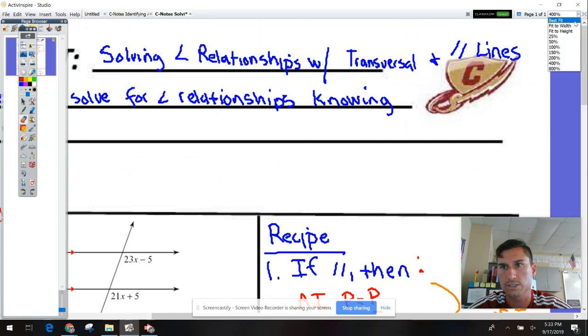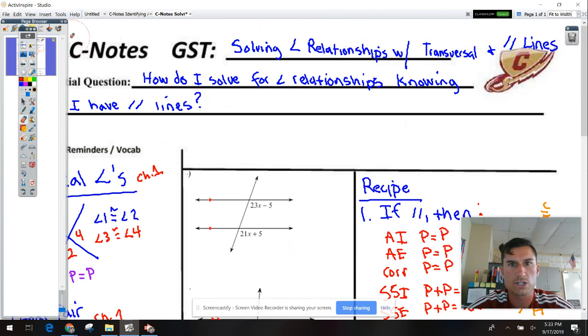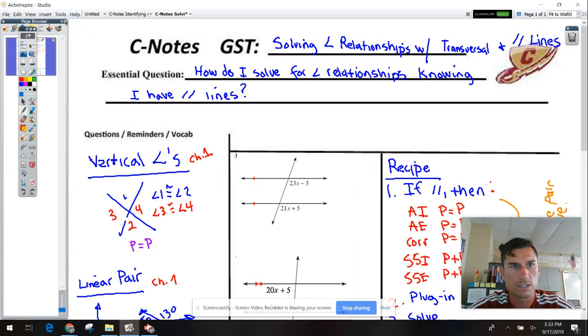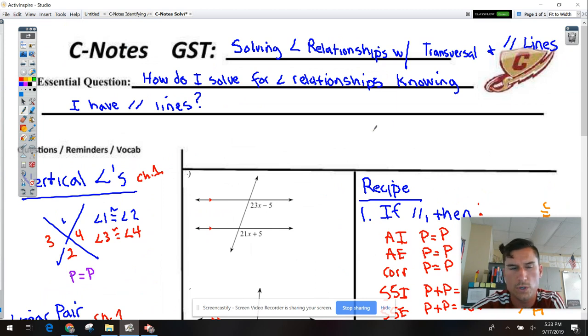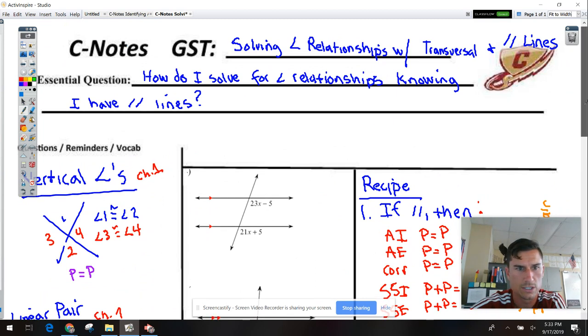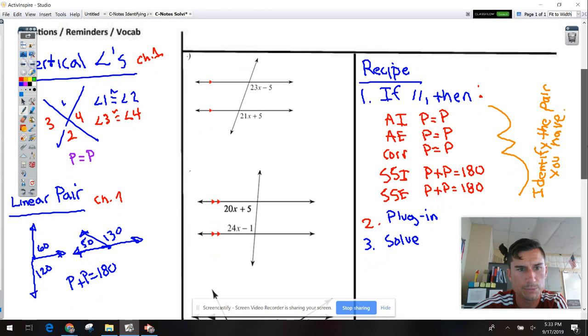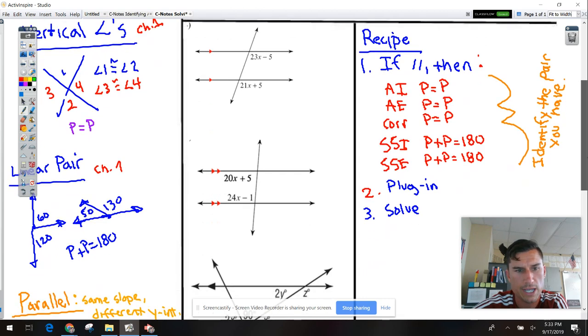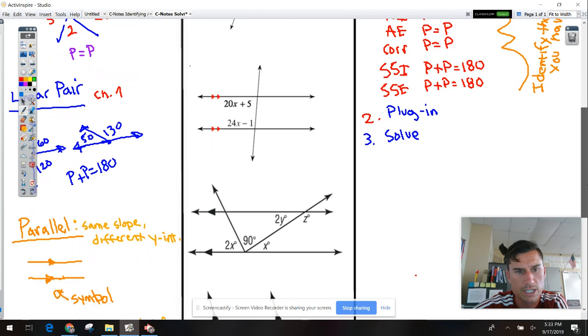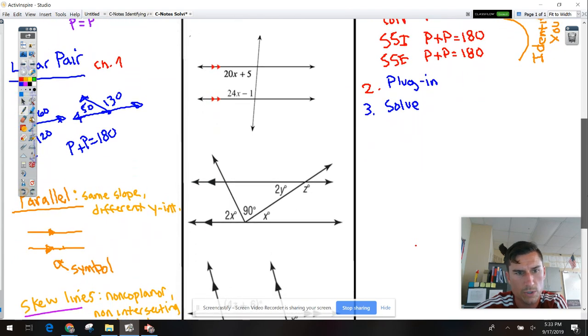So let's look at this one. So if you notice that here we're going to be solving angle relationships with the transversal with parallel lines. So the EQ is how to solve for the angle relationships knowing I have parallel lines. So if you look over here on the left side for your reminders, vertical angles are always congruent to each other. You have 1 and 2, 3 and 4, back from chapter 1. Linear pair, remember those are a pair of angles that add up to 180. Parallel, remember, same slope, different y from your algebra 1. And remember the sideways arrows, that is the symbol for parallel.